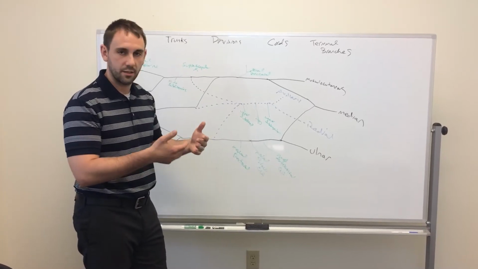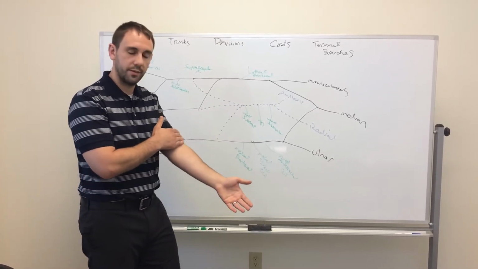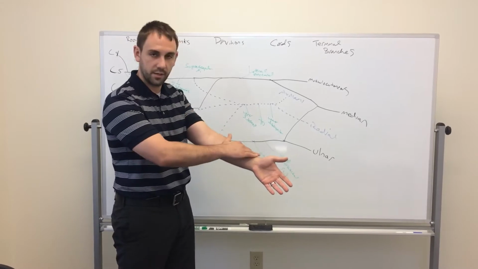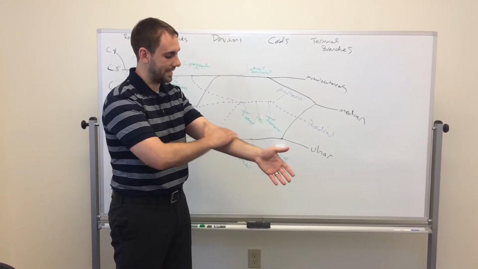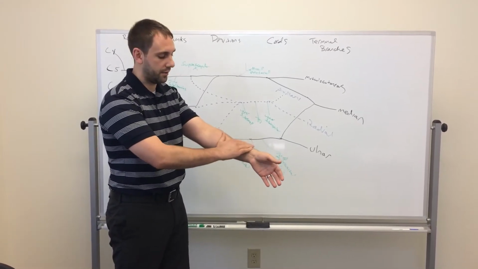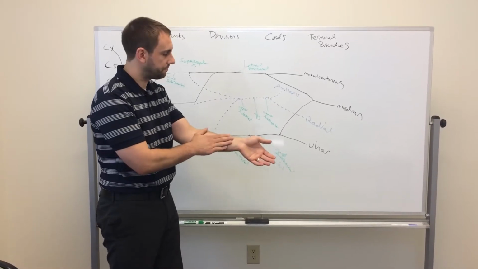It then pops out laterally and terminates as a sensory nerve called the lateral antebrachial cutaneous nerve, which innervates the skin of the forearm here at the lateral forearm, but not the hand.